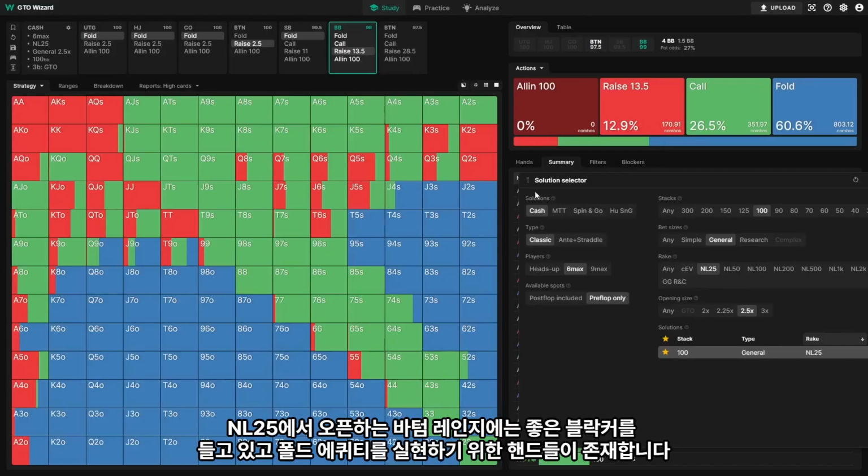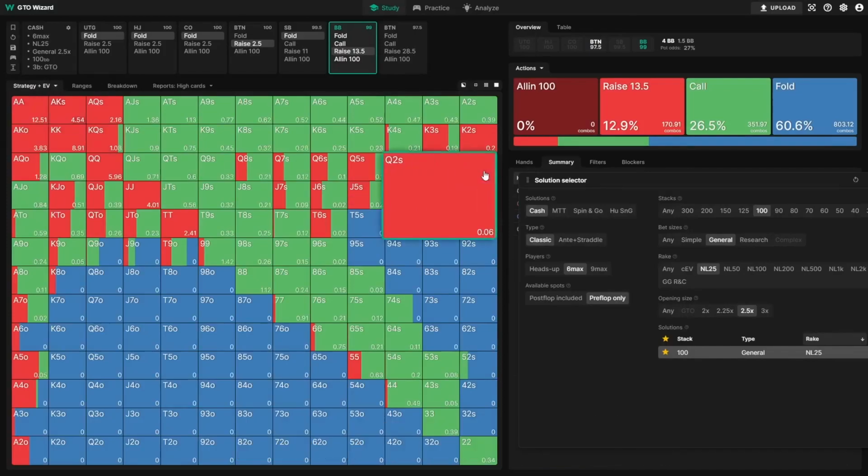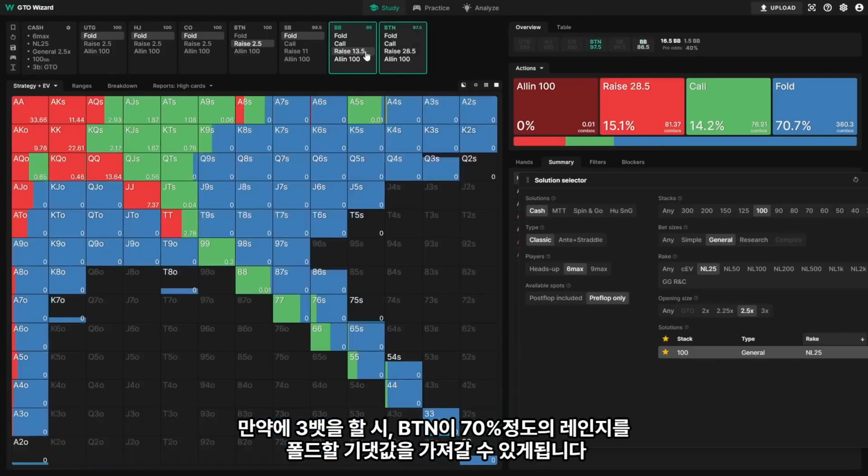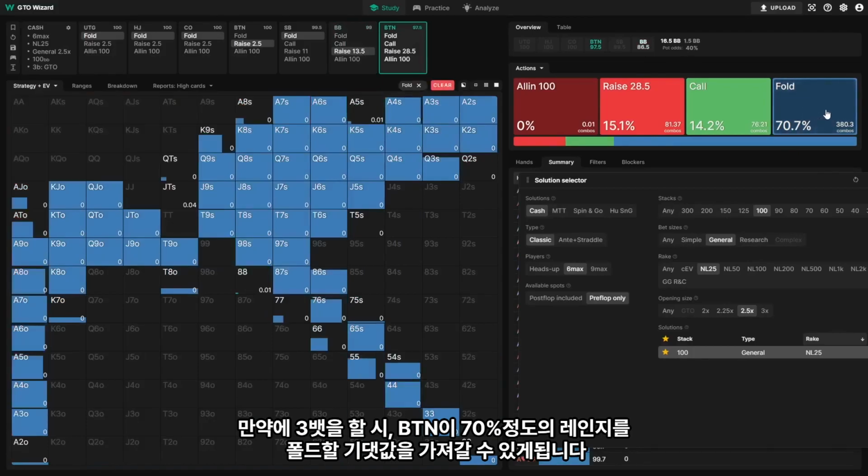The reason for this is because it's optimizing for different things. At NL25, it's raising hands that are at the very bottom of your range that have good blockers and want to generate some fold equity. Queen deuce, king deuce, ace x, these are all hands that are kind of crappy calls, but they can generate a lot of folds if you 3-bet them. And indeed, when they do 3-bet, you expect the button to fold quite often, almost 70%.